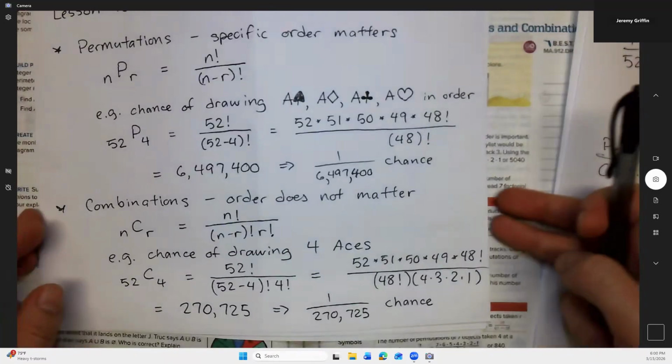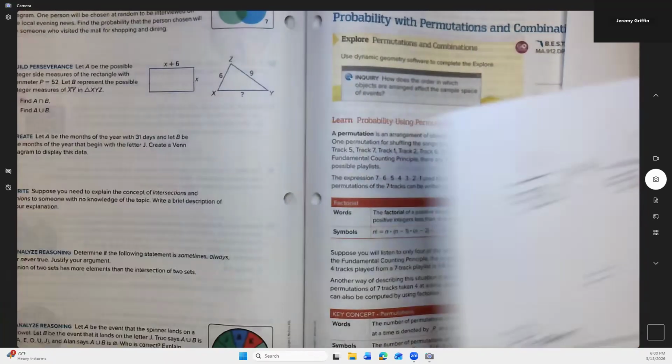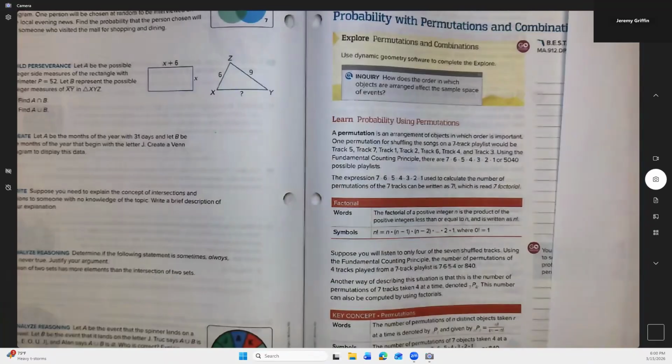All right, so there's a broad overview with standard decks of cards. But what are some examples from the book that maybe don't involve cards necessarily? What are some other story examples?